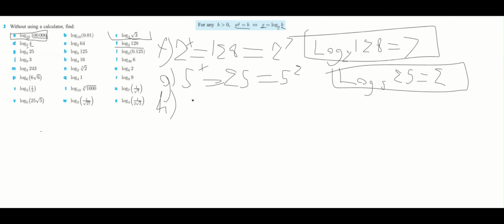H, so here we got H, log base 5 of 125. A is 5, B is 125. So 5 to the power of x equals 125. And this is just 5 to the power of 3. God, that is the worst 3 of my life. 5 to the power of 3, which means log base 5 of 125 equals 3. Awesome. And so then we got I.